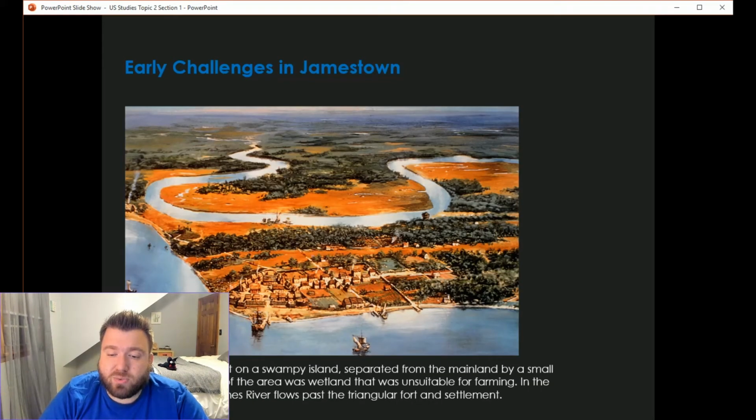Jamestown was built on a swampy island separated from the mainland by a small winding river. Most of the area was wetland that was unsuitable for farming. In the foreground, the James River flows past the triangular fort and settlement. So this was the original, what Jamestown is thought to have looked like. Now this is the James River here, and then there's another river back here. So you can see why this would be a very in-demand place because of all the fresh water.